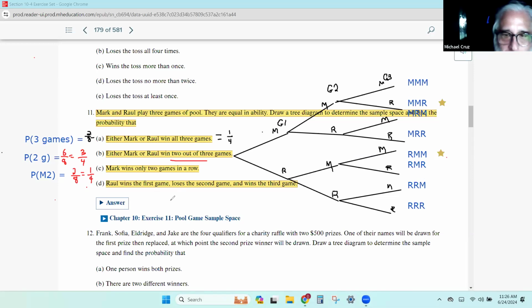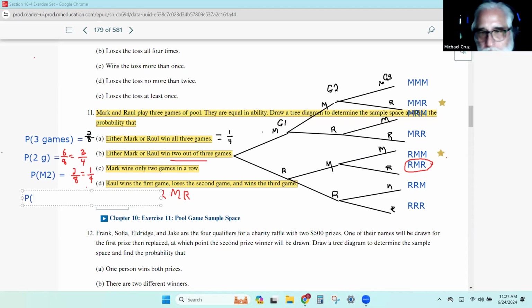So here we want Raul to win the first game, lose the second game, meaning that Mark will take it, and win the third game. How many are there in that order? There's only one of them. So 1/8.